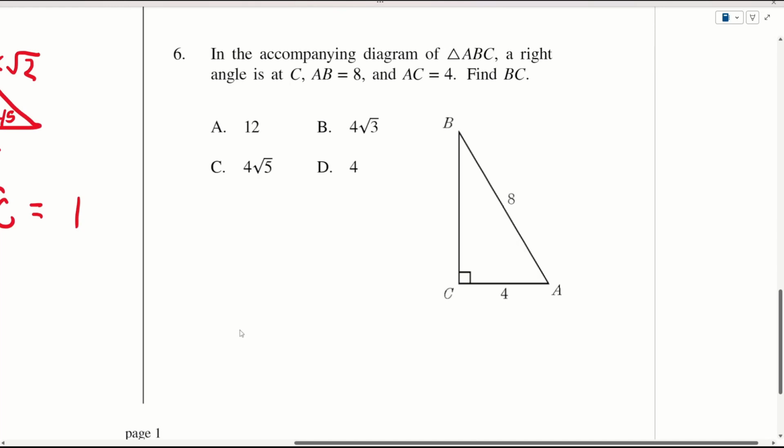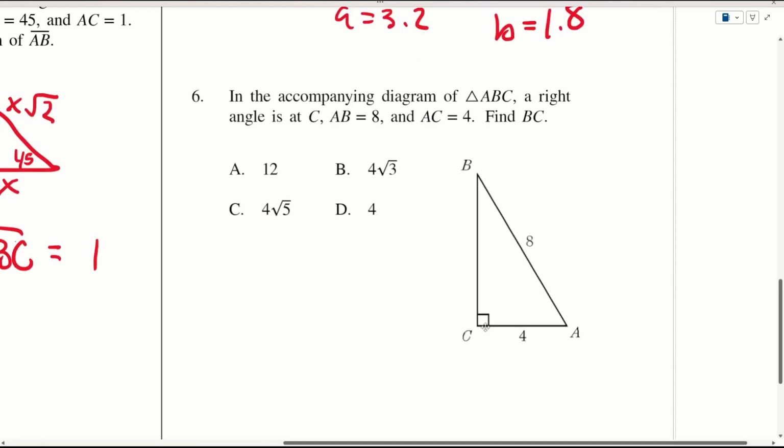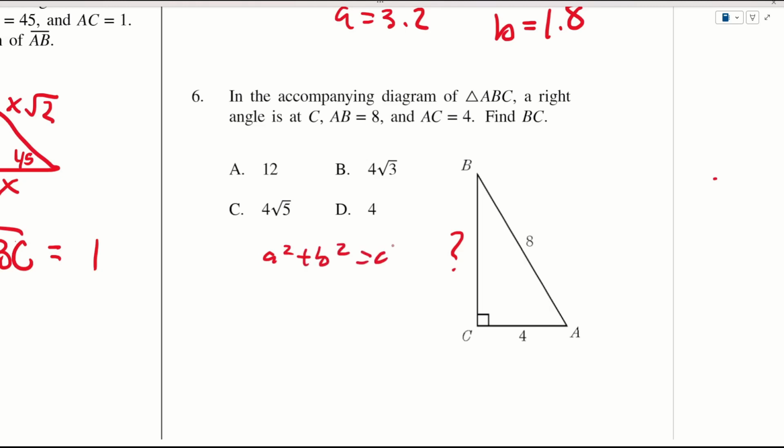Question 6. In the accompanying diagram of triangle ABC, a right angle is at C, which is right here, this little square. The length of AB equals 8, AC equals 4. Find BC. We don't know what this is. Well, let's use our Pythagorean theorem. A squared plus B squared equals C squared. We already know our shorter leg, which is 4, so 4 squared. We don't know our longer leg, so we're just going to leave it as b squared. And we already know our hypotenuse, so 8 squared.